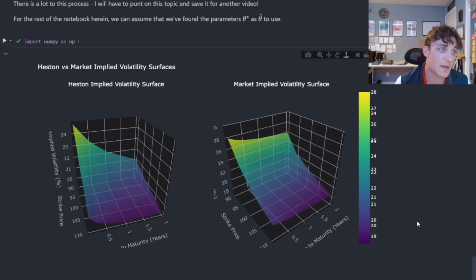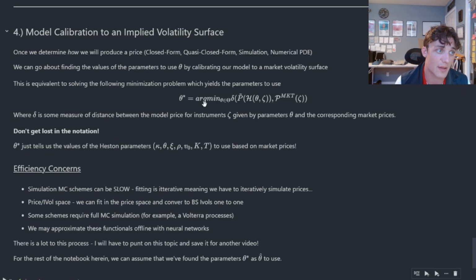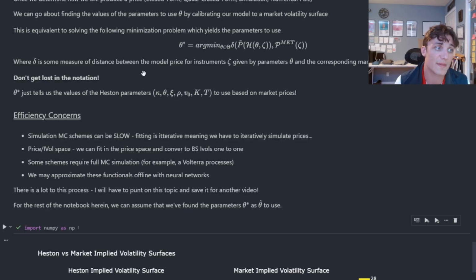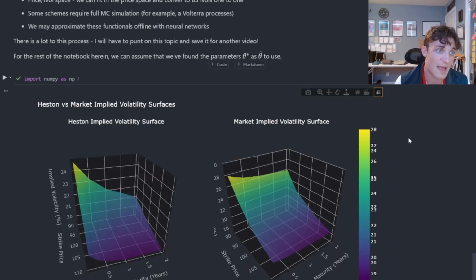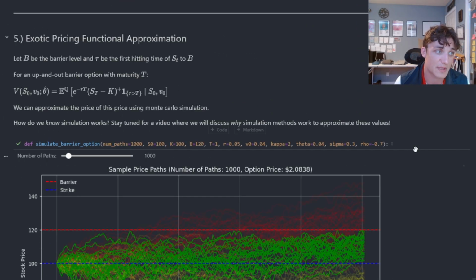Okay, so for this video, I'm not going to go too much into the model calibration problem. I'm going to assume that we've solved this minimization problem and we've found the optimal set of parameters. Now we're ready to go about pricing the exotic option outlined at the start of this video.